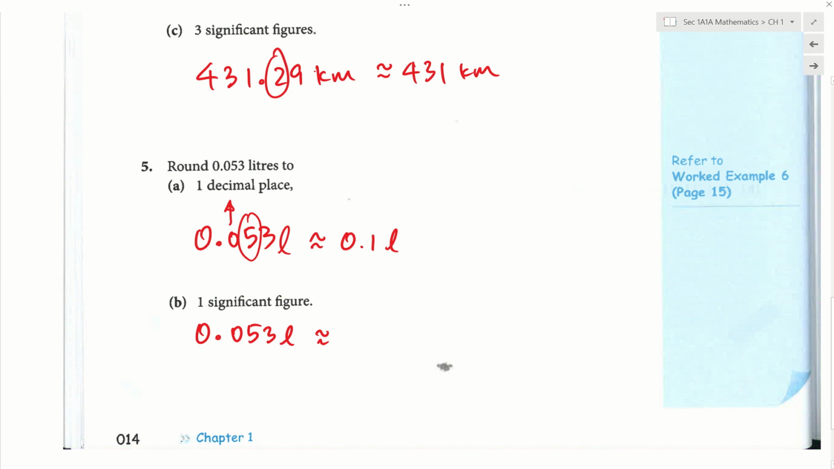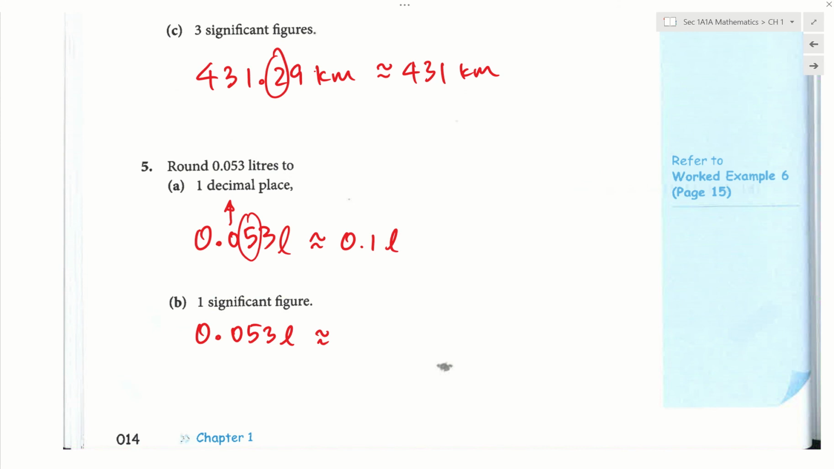Okay, so how do we decide? Let's use this opportunity to recap. All of you recap together with me. If I want to round off to 1 SF, which SF should I circle? Second SF, right? I need to circle the second SF. But the problem is, if I don't know which is the first SF, how do I know which is the second SF?